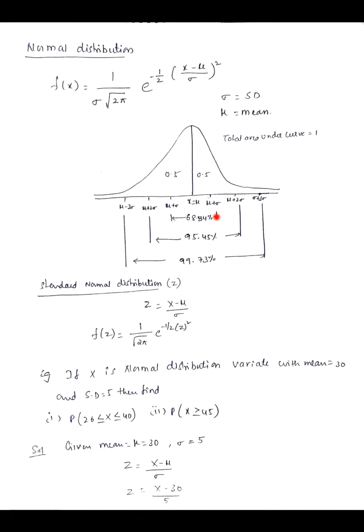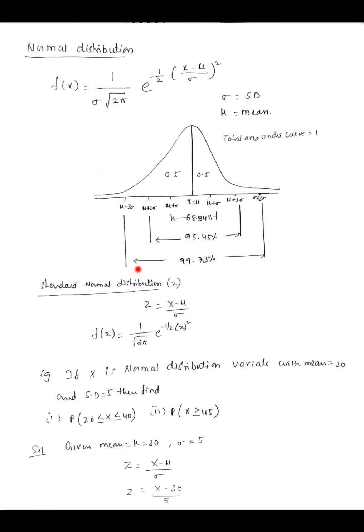Next, mu plus 2 sigma towards the right and mu minus 2 sigma towards the left. The percentage will be 95.45. The next one is mu plus 3 sigma and mu minus 3 sigma. Here the percentage will always be 99.73.